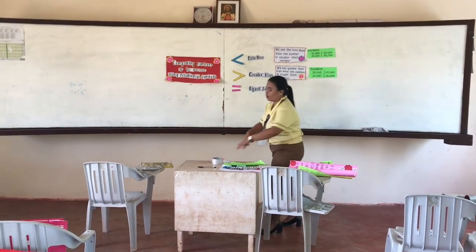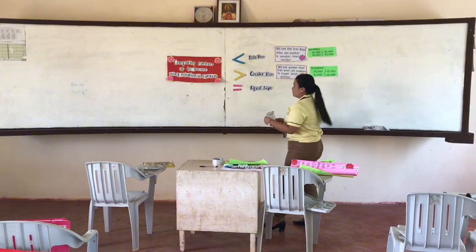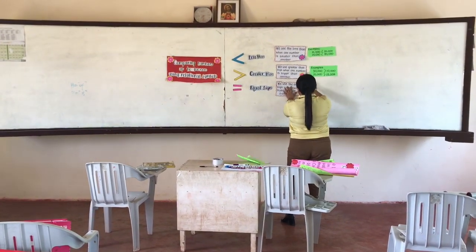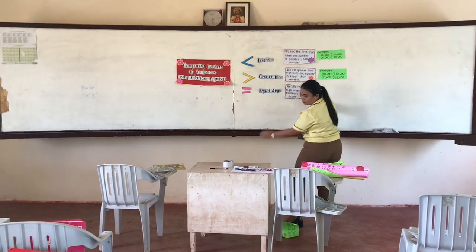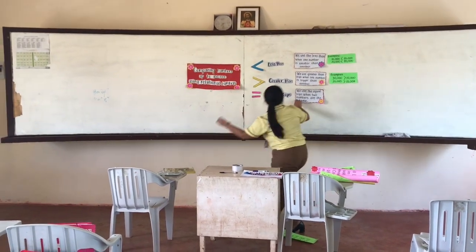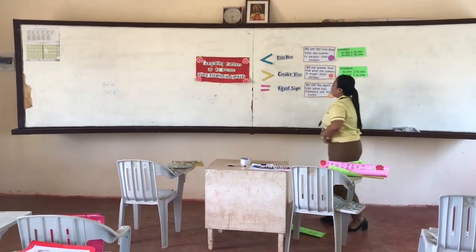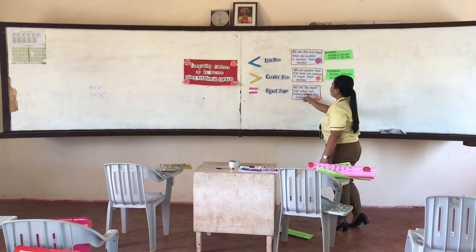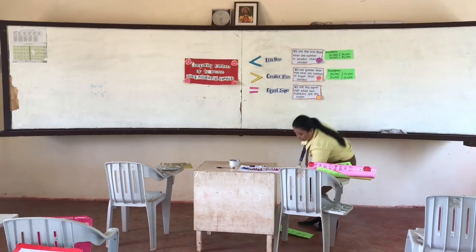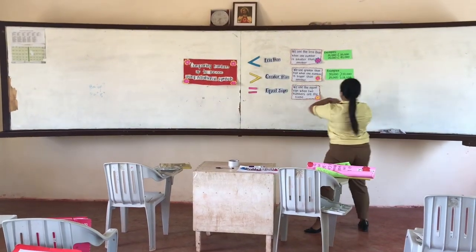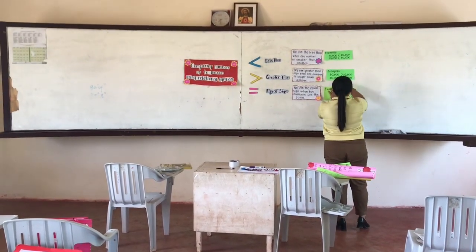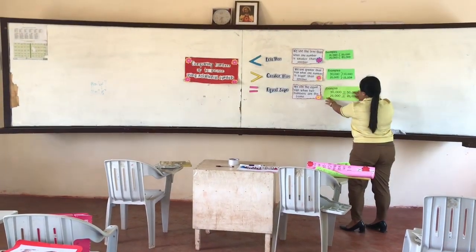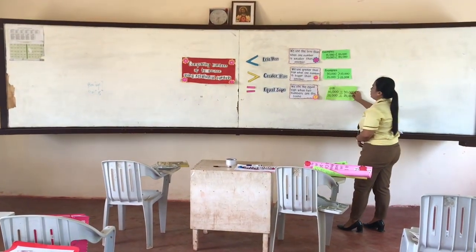Now let's talk about the last sign, which is the equal to. So when do we use the equal sign? We use the equal sign when two numbers are the same. For example, 30,000 is equal to 30,000.